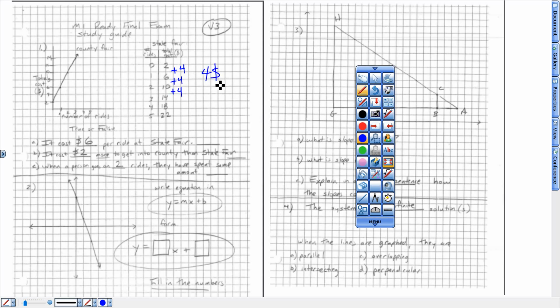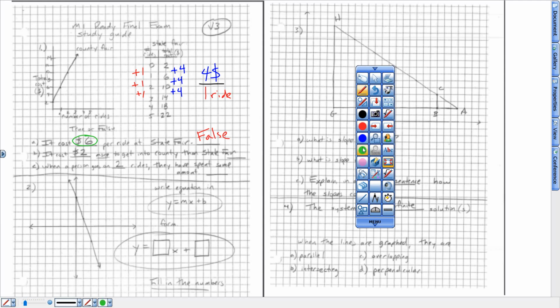And the reason I don't have to divide right there is because these numbers are just going up by 1. So I don't really need to divide. But that's $4 for every 1 ride. And since this says 6, that's going to be false for this one right here. No way that's true. Next one.